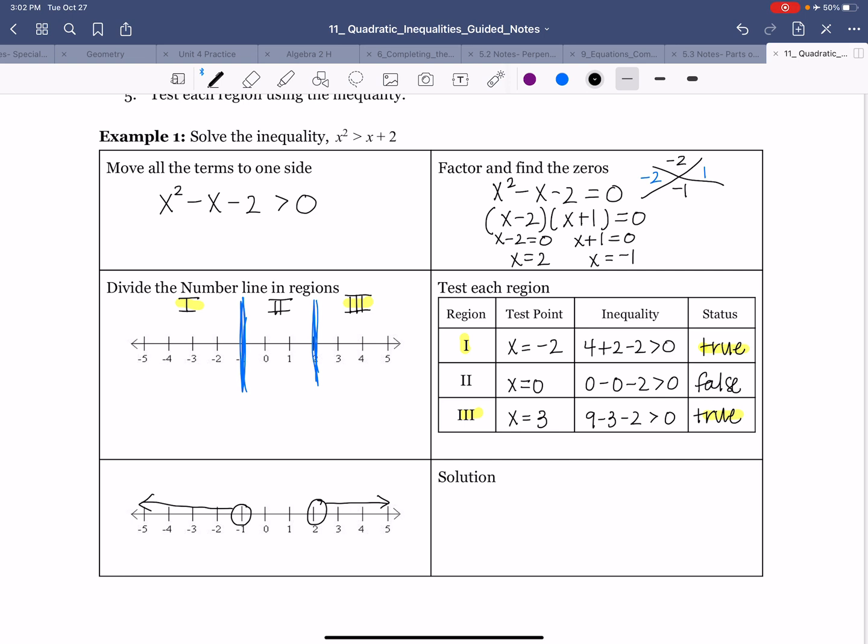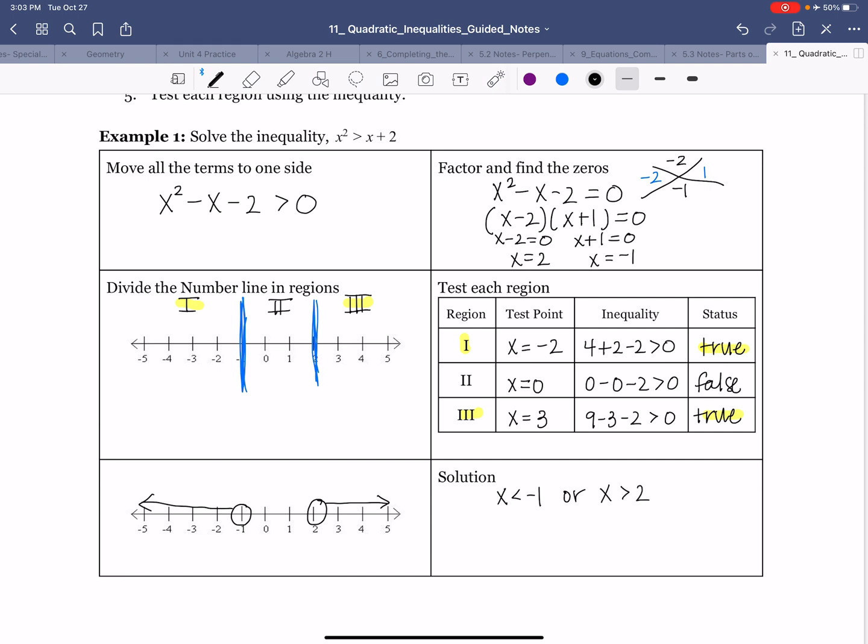So we write our solution. I'm going to show you guys how to write it in inequality form and in interval form. So inequality form, I would say x is less than -1 or x is greater than 2.